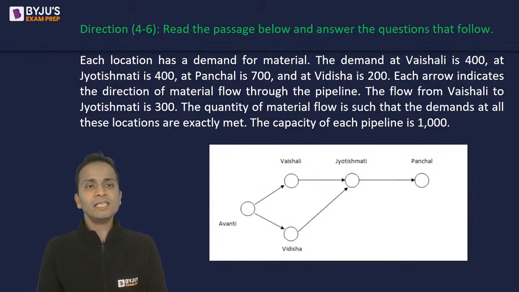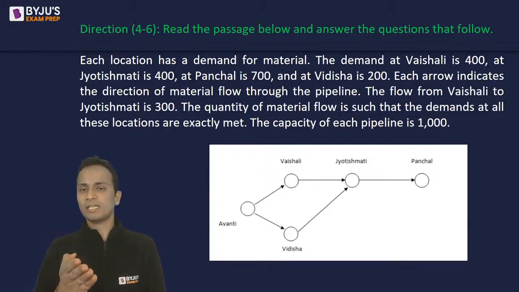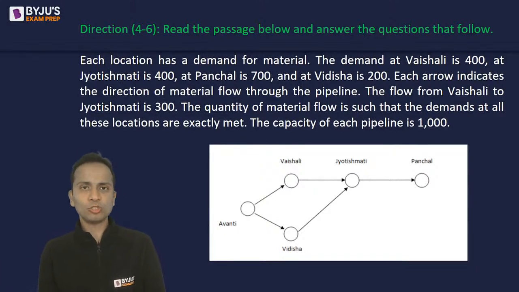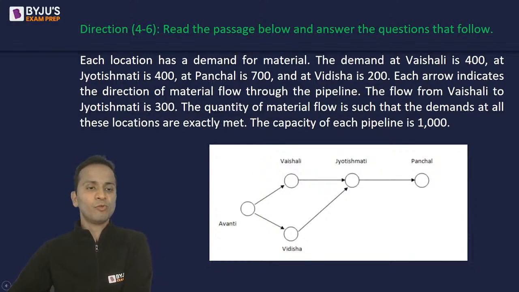Question says that each location has a demand for material. So there are certain locations that you can see in the route chart. Each of them has a demand for material. The demand at Vaishali. So now they are giving us the demands. So let me write the demands. So the demand at Vaishali is 400.